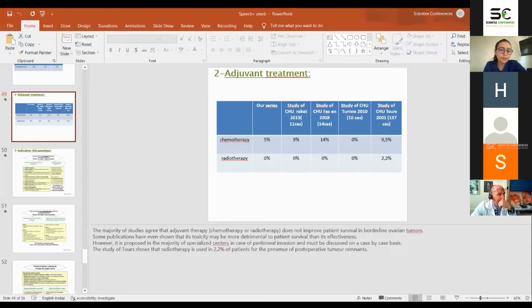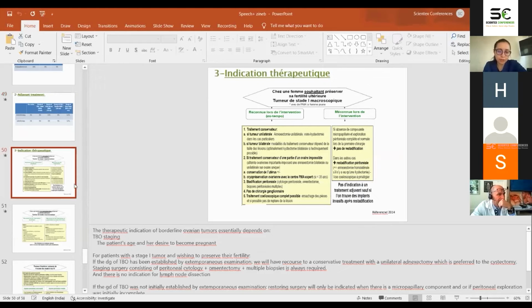If the diagnosis of TBO was not initially established by extemporaneous examination, restaging surgery will only be indicated when there is a micropapillary component and or if peritoneal exploration was initially incomplete.